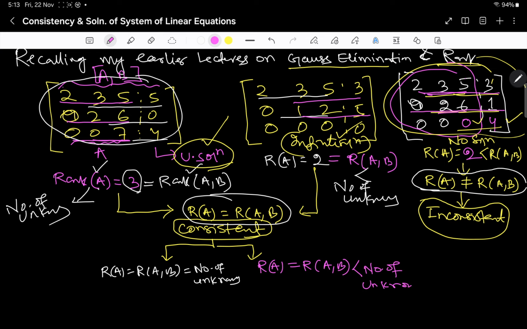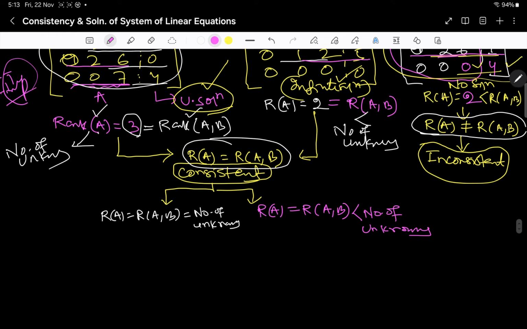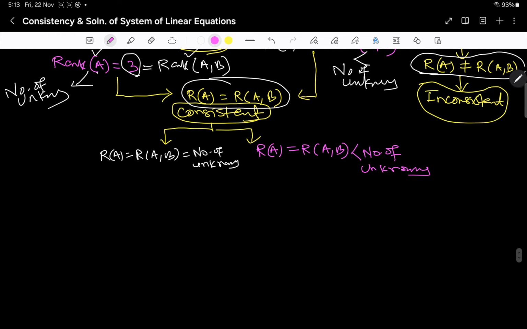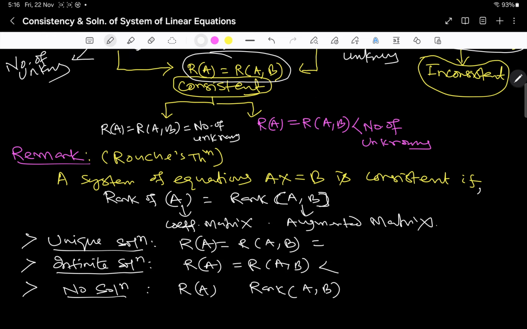Okay, number of unknowns. So now we summarize this. This is an important concept. This is the most important concept in system of equations. So let us summarize it. A system of equations Ax = B is consistent if the rank of the coefficient matrix is the same as the rank of the augmented matrix.